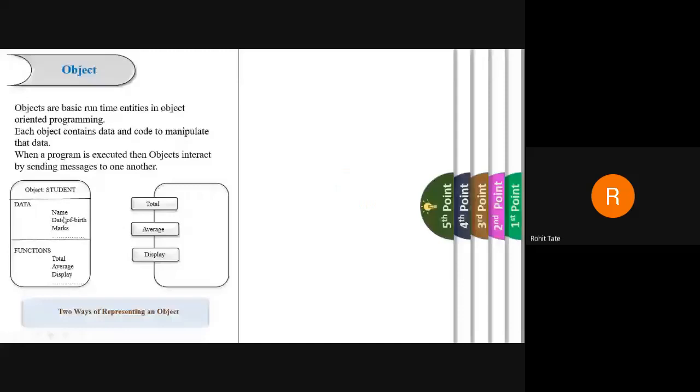This is the first way for representation of an object, and the second way is this: total, average, display, and data is there inside the object. So this is nothing but the object concept.